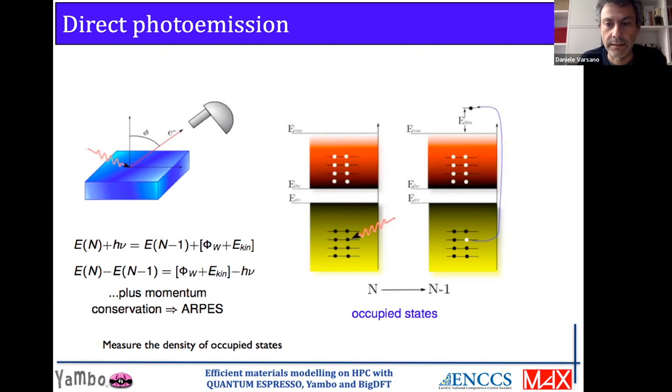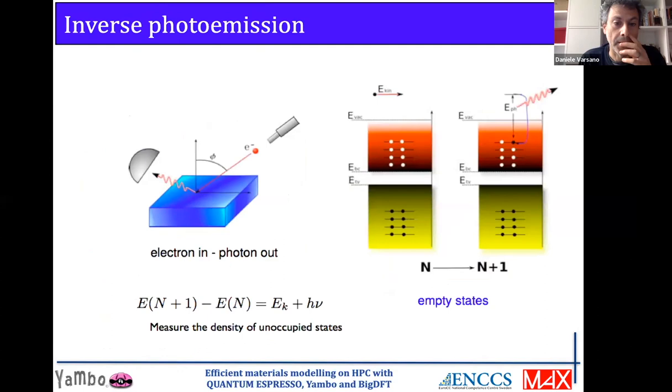Then, if we include in this set of equations also the momentum distribution, we have an angle-resolved photoemission experiment. So essentially, this is the way we investigate the band structure of a material. Exactly the same holds for inverse photoemission, but now the initial and final states contain n and n plus one electrons.